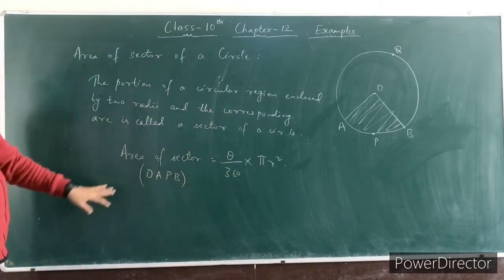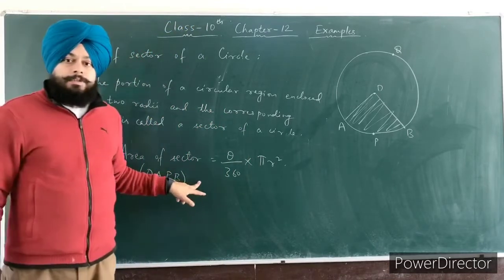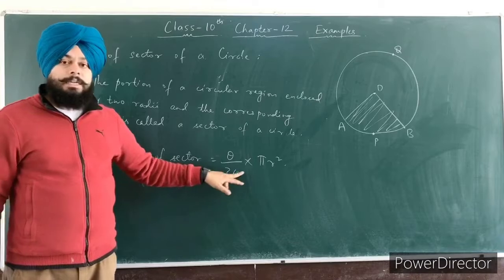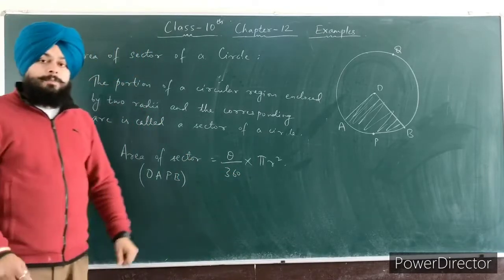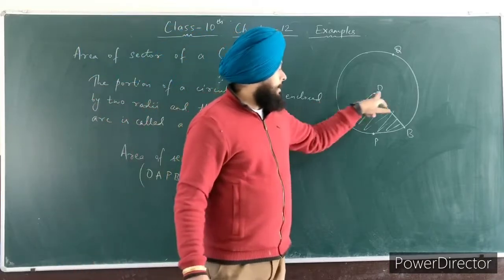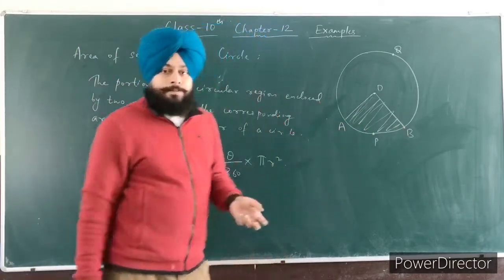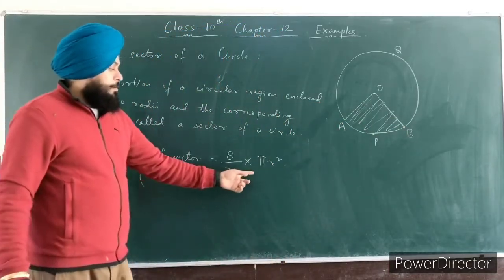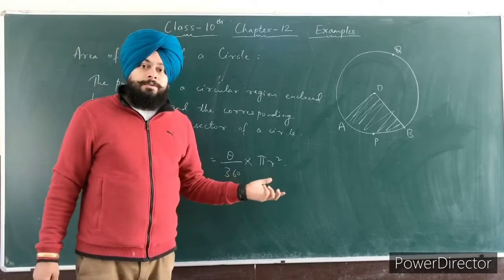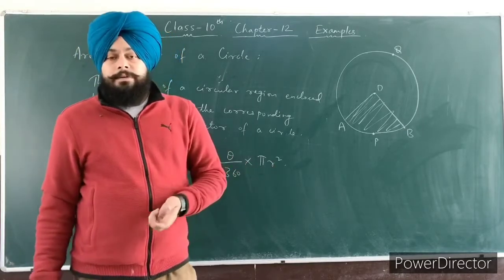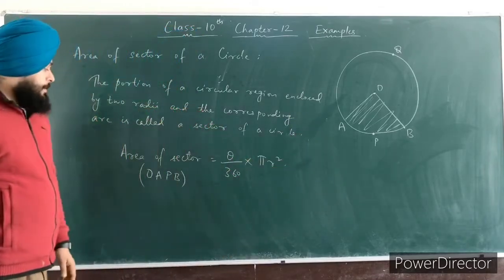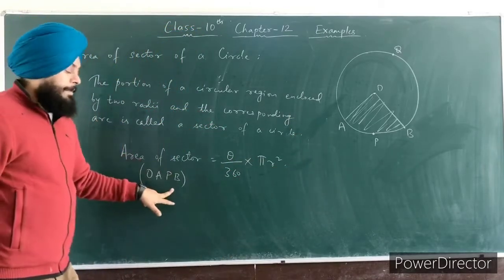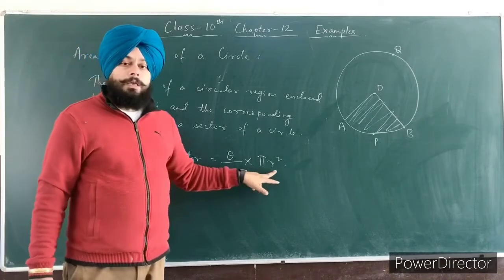So how will we find the area of a sector? Its formula is theta over 360 into pi r square. What is theta? Theta is the angle between the two radii, so you can say the angle of the sector, over 360 into pi r square. Pi is the constant value. Either you can use 22 by 7 or 3.14, and r is the radius of the circle. So the area of sector OAPB is theta by 360 into pi r square.